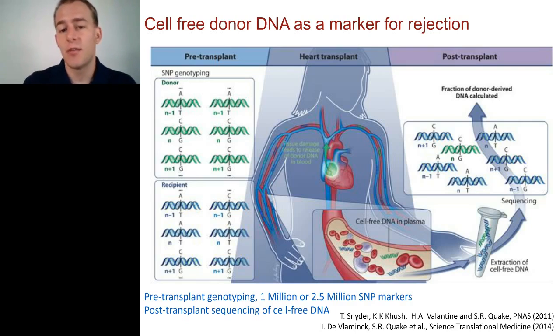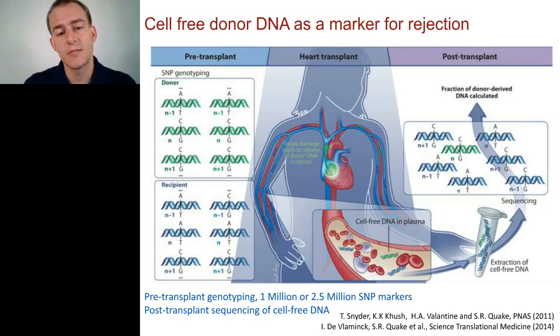And so you can imagine that if you can count the number of donor molecules versus the number of recipient molecules, you can come up with some kind of metric of graft damage. And our lab, just a couple of years ago, proposed this new technique based on genotyping that would allow us to measure the fraction of donor DNA, and the presence of donor DNA, in the blood of transplant recipients, regardless of whether the transplant recipient is sex matched or sex mismatched with the donor.